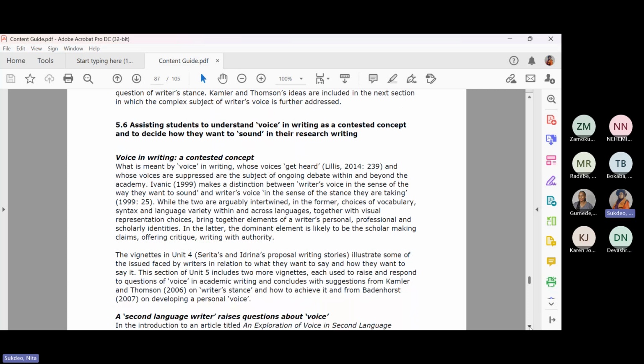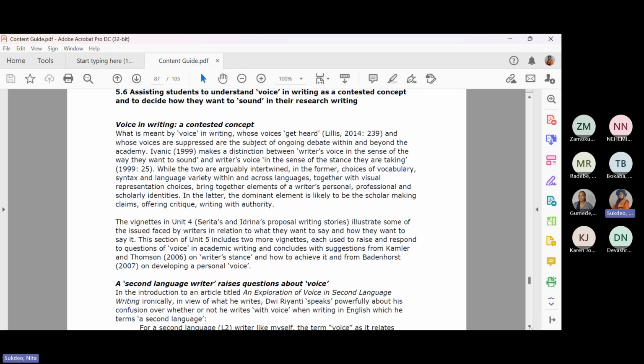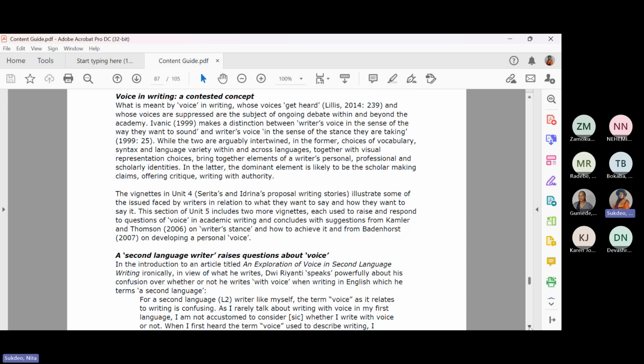5.6, assisting students to understand the voice in writing as a contested concept and to decide how they want to sound in their research writing. It's much like what Lindiwe and Fundo had said, putting in the voice and how you write, how you structure each sentence, each paragraph. So again, we come to the language, in that our students don't know how to structure proper sentences in English because they are second language writers. English is now a second language to them, it's not a first language.